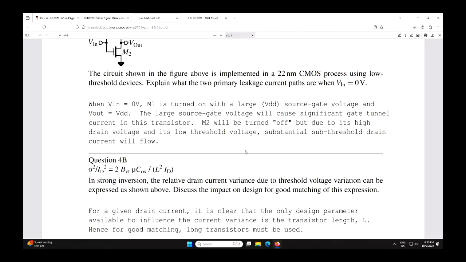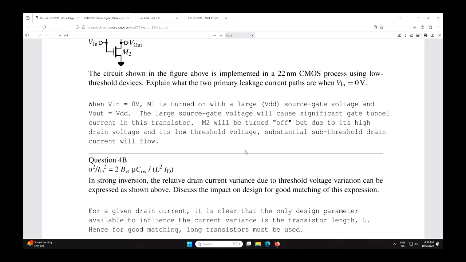But in some designs, isn't the length fixed? Because if you increase the length, then why do we need to use a much more advanced process? This is a very good question.